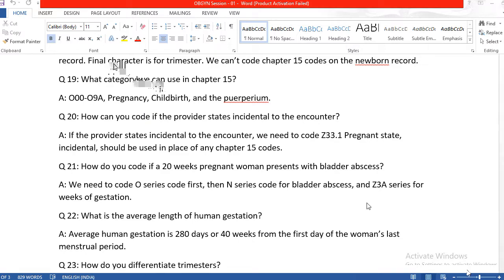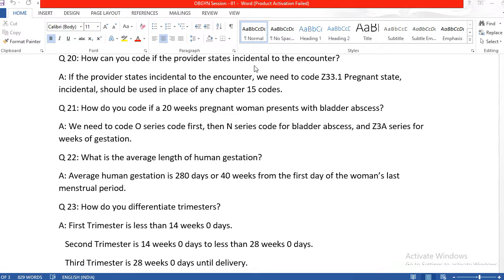Next question, how can you code if the provider states incidental to the encounter? Answer: if the provider states incidental to the encounter, we need to code Z33.1, pregnant state incidental, in place of any chapter 15 codes. Whenever the provider documents that the pregnancy is incidental, we need to code Z33.1. Here we can't code chapter 15 codes as it is an incidental finding during the visit.